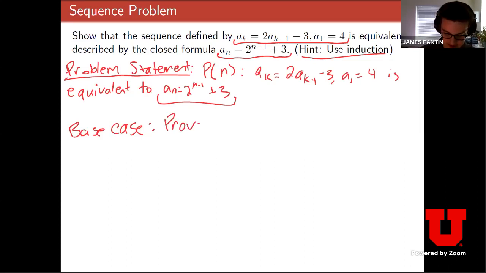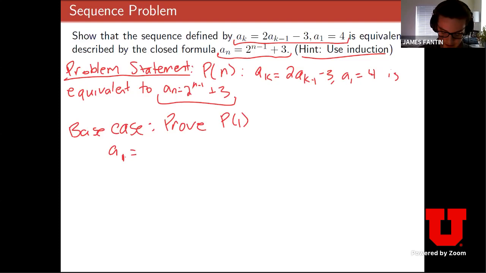So you have to prove that P of 1 is correct. And so we have that a sub n is equal to, if we plug in n is equal to 1, that a sub 1. Another question in chat, yeah, but if both are a's, wouldn't it be confusing? It is a little bit confusing, I will give you that.